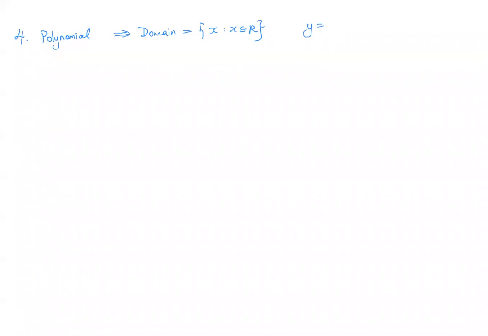This is one example of a polynomial. This is called quadratic. For a polynomial, all the powers of the x term must be whole numbers. Then we have exponential. For exponential, the domain is also x, x is a member of real numbers. Am I right? For example, y equals e to the power of 3x minus 1.